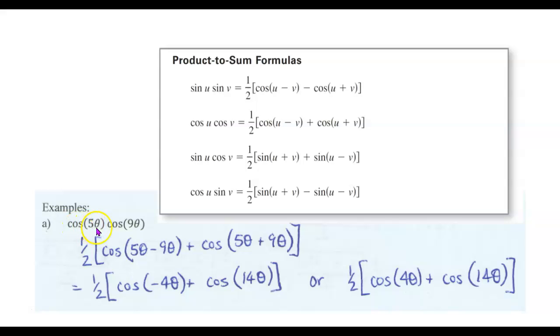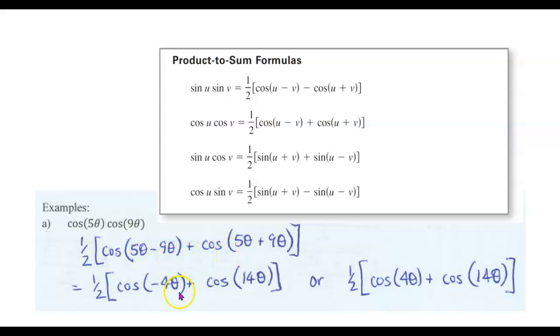Let's say we start with the cosine of 5 theta times the cosine of 9 theta. Which of these patterns does that fit? Well, we've got cosines. These are both cosines of two different things multiplied together. So that's like cosine u times cosine v, where in place of u we have 5 theta, and in place of v we have 9 theta. So according to that formula, that would be equal to, okay, I'm just going to write this all out, but in place of u, I'm going to write 5 theta, and in place of v, I'm going to write 9 theta. So it's equal to 1/2 times, inside brackets, the cosine of 5 theta minus 9 theta, plus the cosine of 5 theta plus 9 theta.